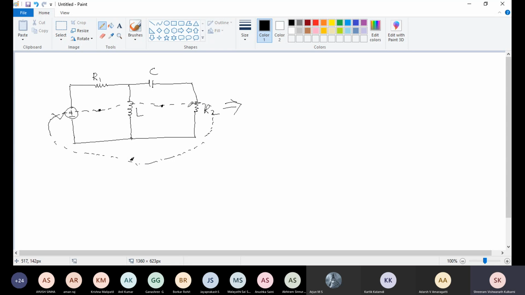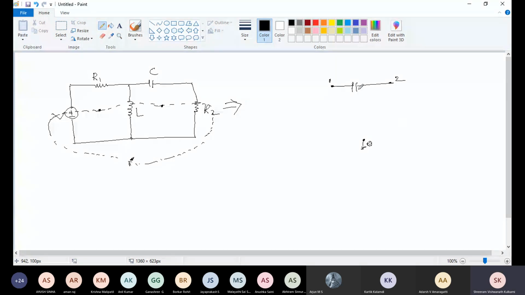Now tell me, this is one node. How am I going to write this one? This is one node. This is another node. L will be replaced by, tell me, inductance will be replaced by capacitance. This is capacitance. This is node one. This is second node, two. This is my reference node, 0. Datum node, reference node, base node.